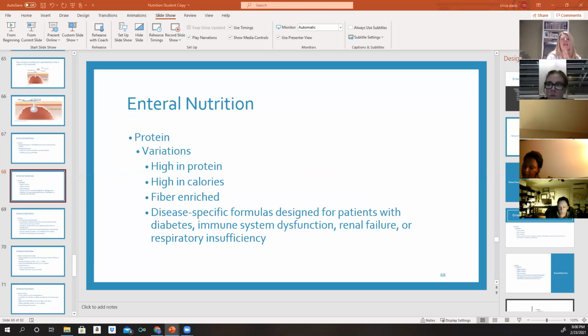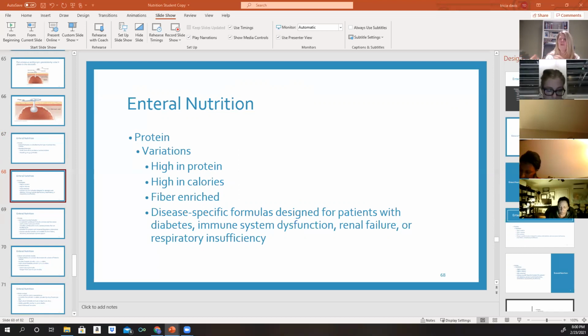So we have some that are high in protein, some that are high in calories, some that have fiber to give bulk. If you have a patient that has not had diarrhea before, and then you start them on this tube feeding and they start having diarrhea, that's something you're going to want to talk to your doctor about. You're going to want to call the doctor and say, hey, Mrs. Jones, this is day 4 now that she's had her enteral nutrition and now she has diarrhea. She's had 4 bowel movements today.